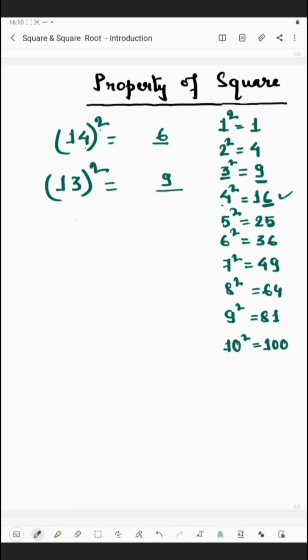Okay. Now if we take the number say 25, what will be the unit digit of the square of 25? So 5 square means 25, in which 5 is at unit place. So the digit at unit place will be 5.